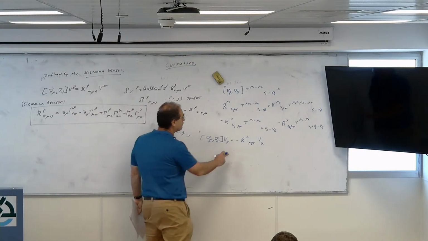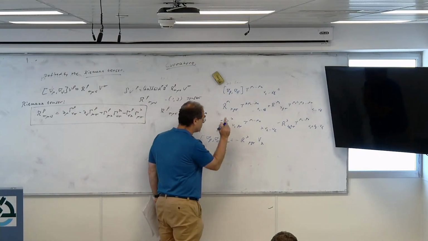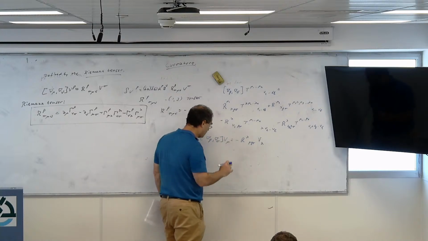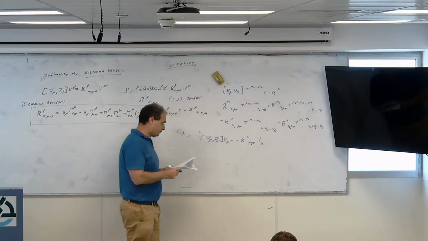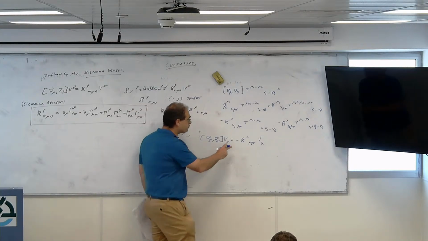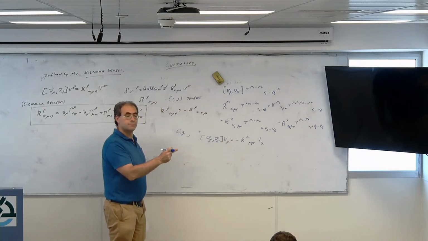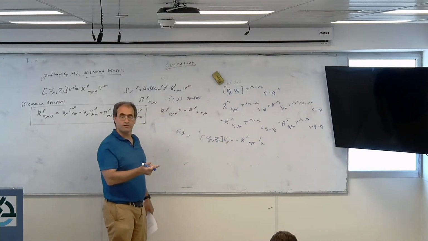So if the covariant derivative, if the curvature tensor is 0, what does it mean? They commute. Covariant derivatives commute.